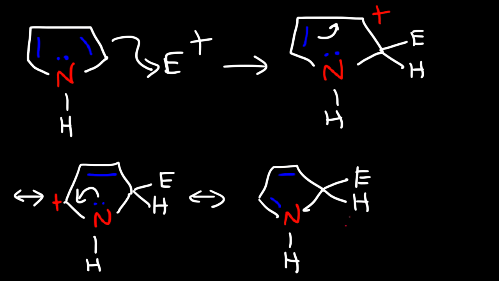Now notice that the positive charge is on the nitrogen atom. And so when that happens, nitrogen still obeys the octet rule, whereas if the positive charge is on the carbon atom, it doesn't satisfy the octet rule.